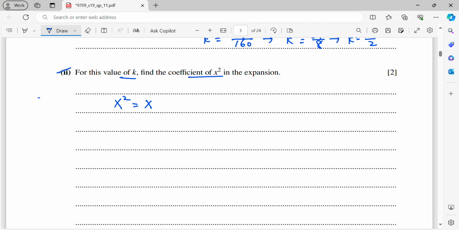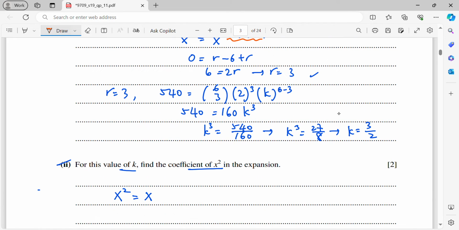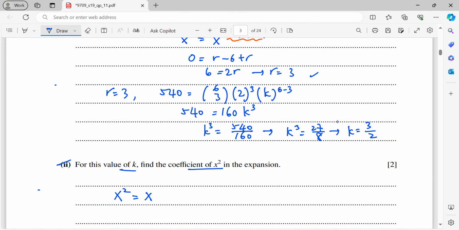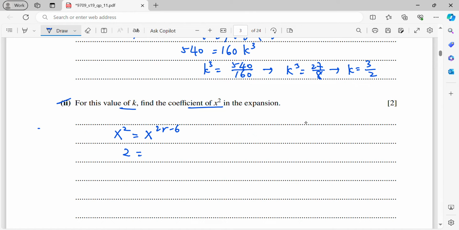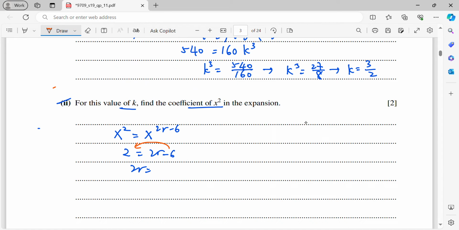So I will write x squared equals x to the power of, now when you look at here, x to this degree, it will be 2r plus 6 when you add up the first and last term. So I will just directly write 2r, sorry, that is 2r minus 6. So here 2r minus 6. Now your 2 equals 2r minus 6. Therefore 2r, when you move the minus 6 to the other side, it becomes plus. So I will be getting 8. Therefore my r is 4.